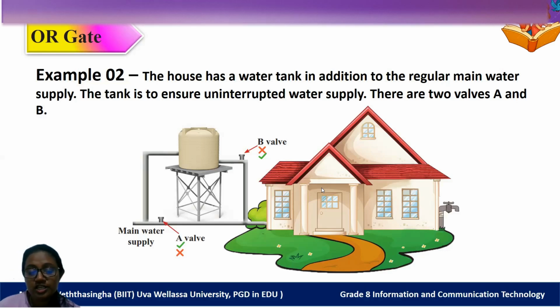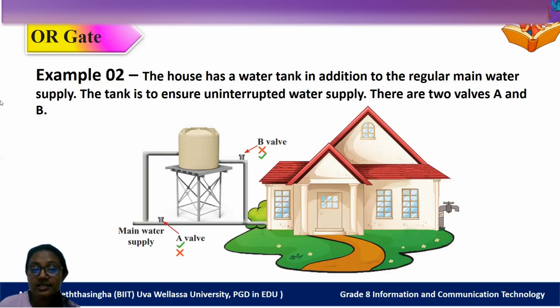Do we have the water now? Yes or no? We close the main valve, but we can have the water through the tank because valve B is open. So then we can have the water. We have the water now.